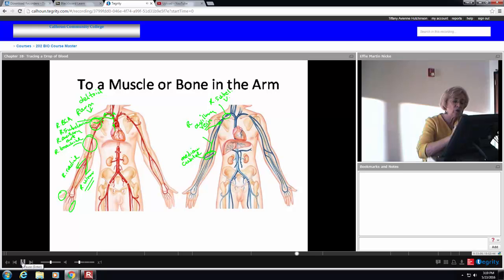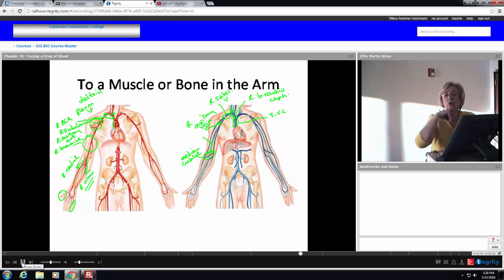And then the right subclavian is going to join the jugular to form this section. That section's what? The right brachiocephalic vein. And then the two brachiocephalic veins go together to form the next thing you should say, which is the superior vena cava. And now you're back into the right atrium.